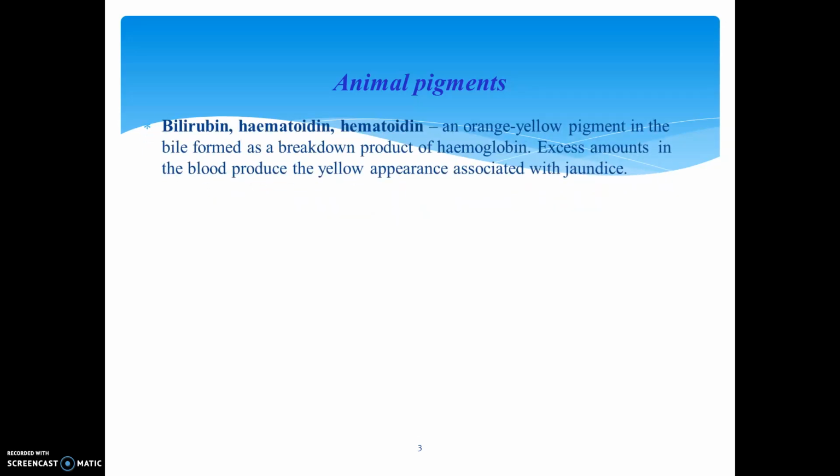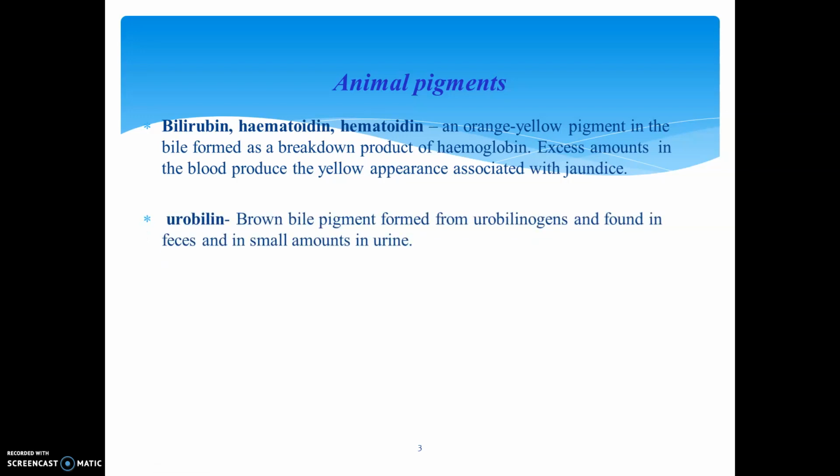One is bilirubin, an orange-yellow pigment in the bile formed as a breakdown product of hemoglobin. Excess amounts in the blood produce the yellow appearance associated with jaundice. Second one is urobilin, a brown bile pigment formed from urobilinogens and found in feces and in small amounts in urine.